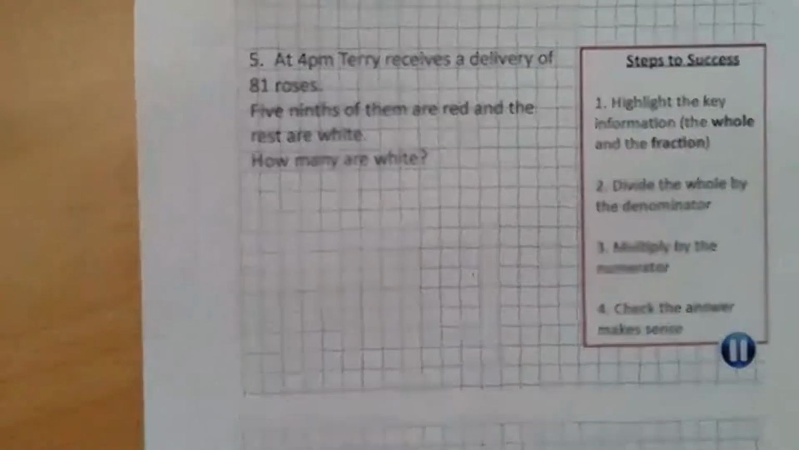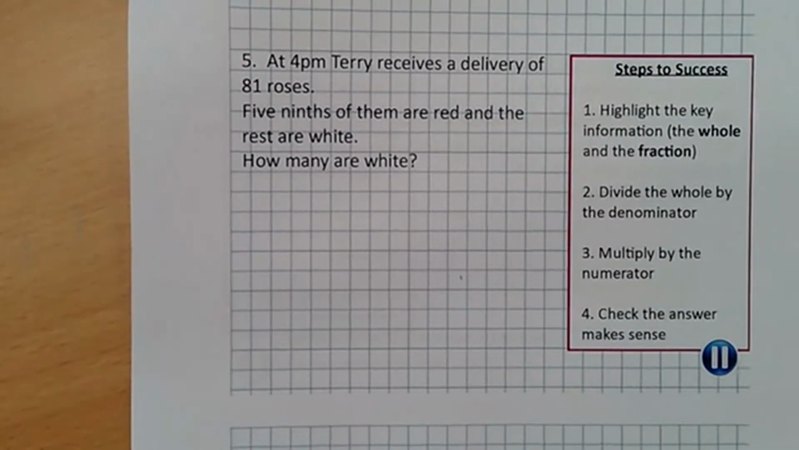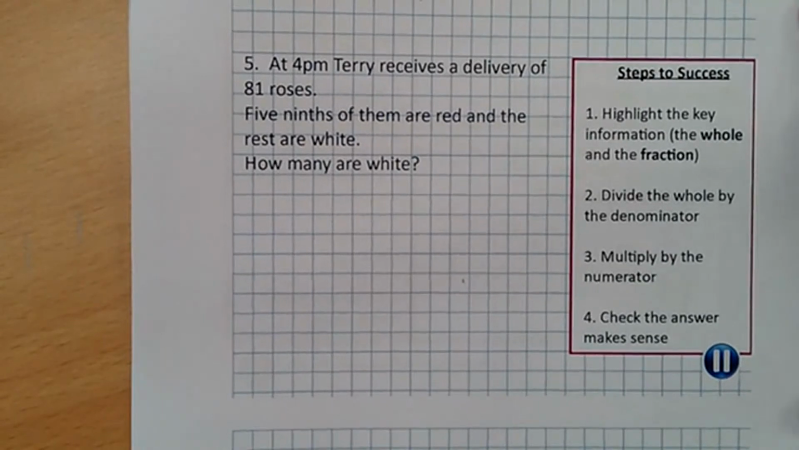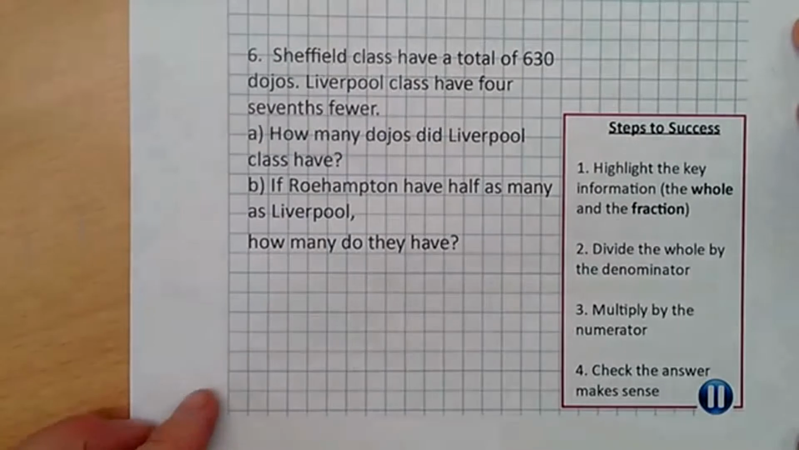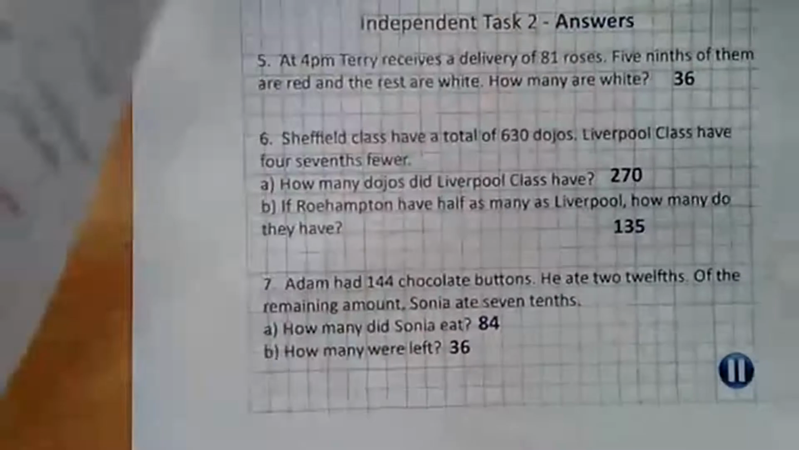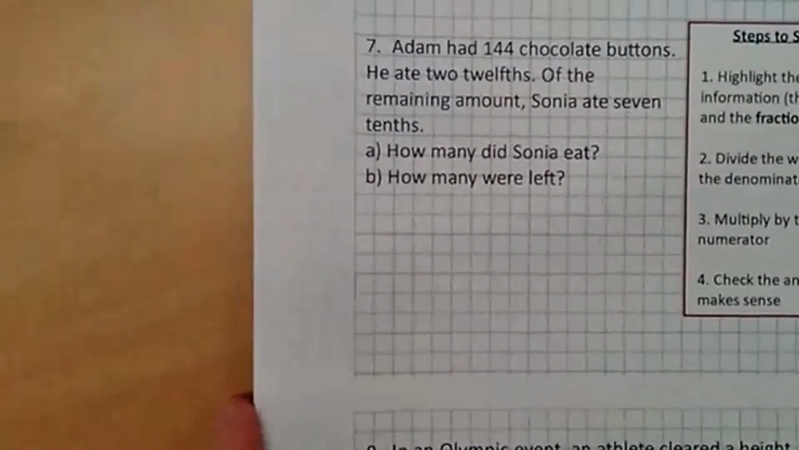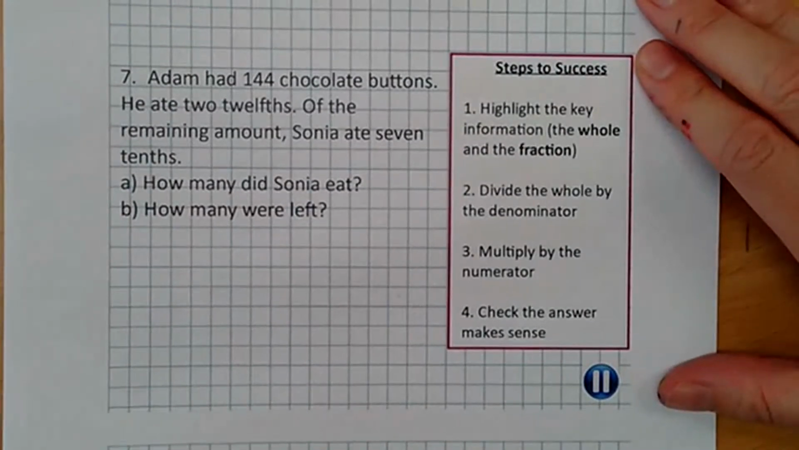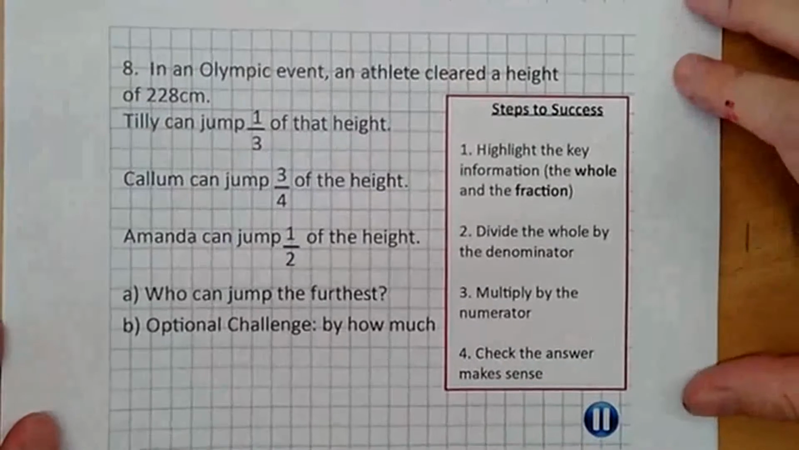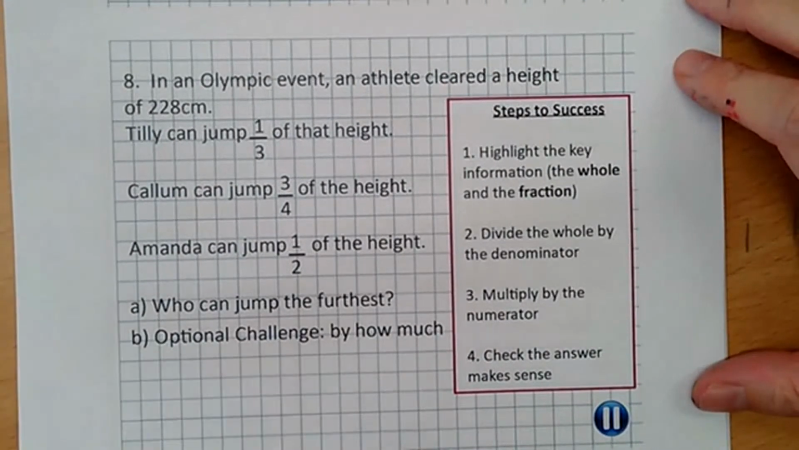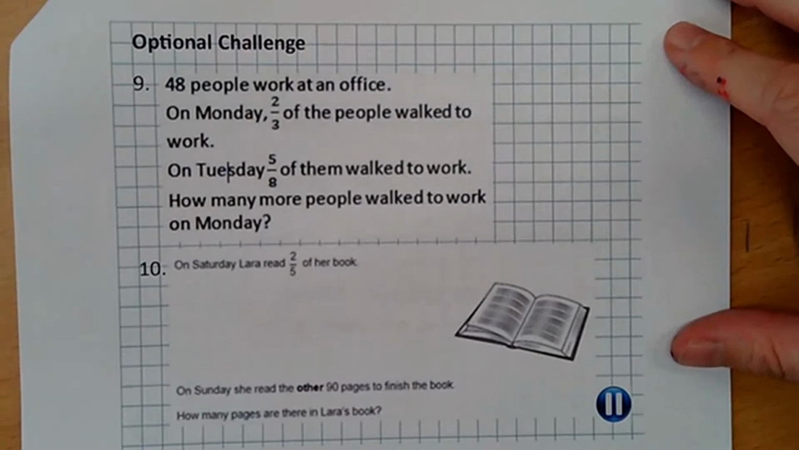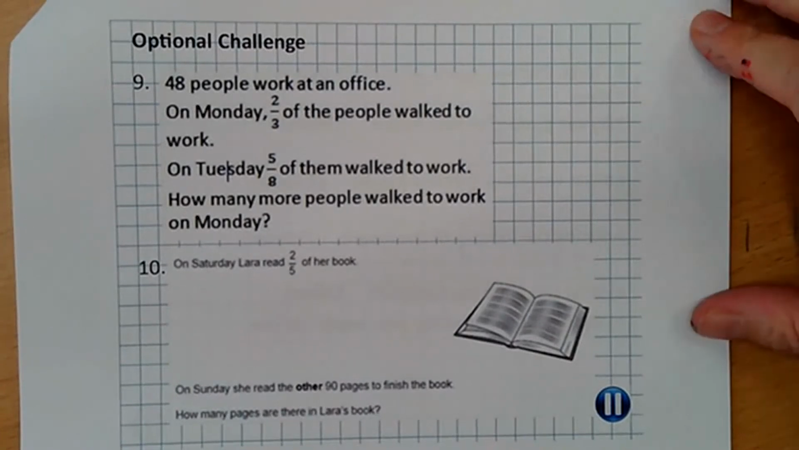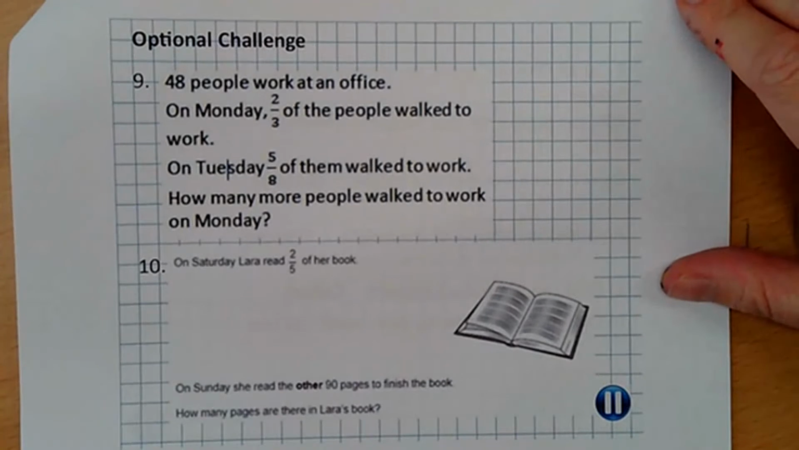Now it's your turn. Remember to read the question very carefully to see what it is asking you. This is your fifth question here. Unpause it to move on to the next question. This is question 6. This is question 7. And question 8. And then you have the optional challenge. When you have finished, unpause and we'll go through the answers.